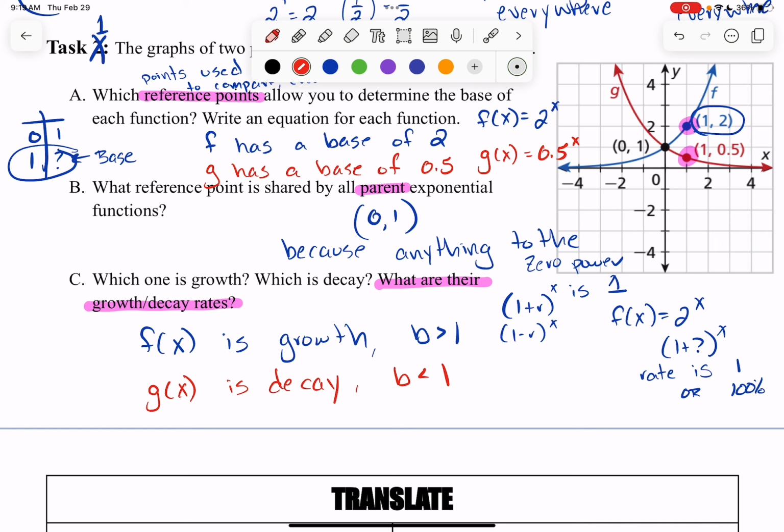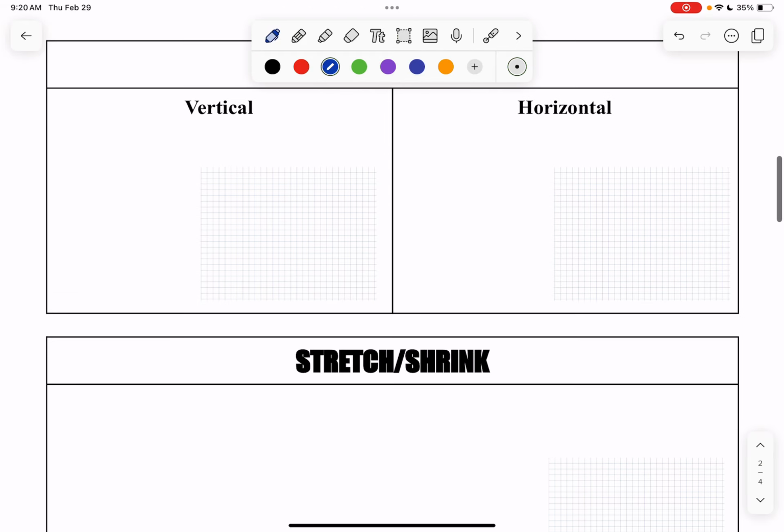Whereas the red one is 0.5 to the x. So that's decay. So 1 minus what is 0.5? Well, that would be 0.5. So that one's rate is 0.5, which is 50%. So this one decreases by 50% each time. So we have a growth rate of 100% for f of x and a decay rate of 50% for the red one, g of x. Okay, now that we've discussed the parents, let's translate these.